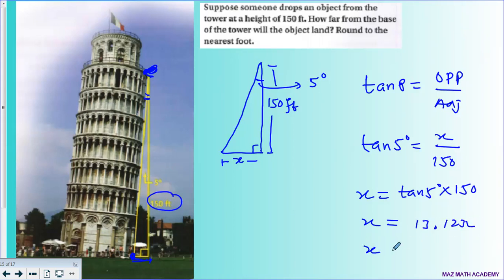If we find the tangent of 5 and multiply it with 150, we get 13.1232 something. When we round it to the nearest foot, we get 13. So the base length here is 13 feet, and the object will land about 13 feet from the base. This is how we can use trigonometric ratios to find missing side lengths or missing angles. Thank you for watching the video.